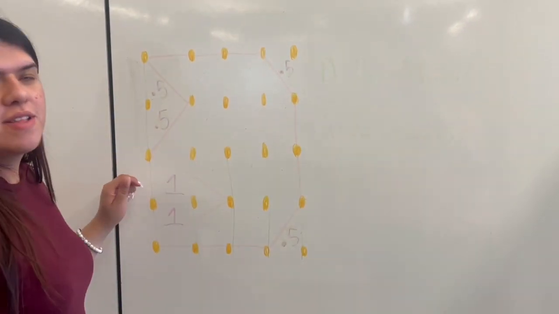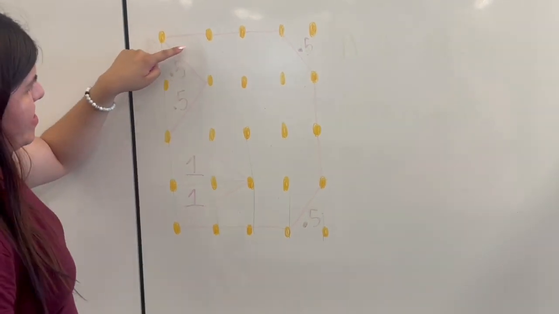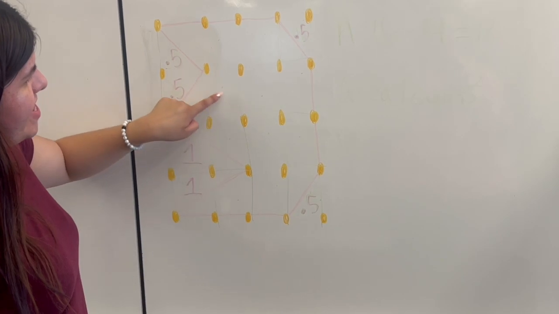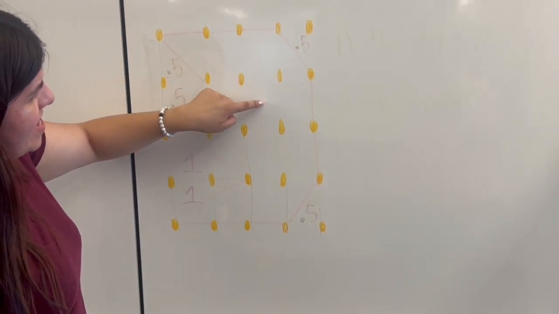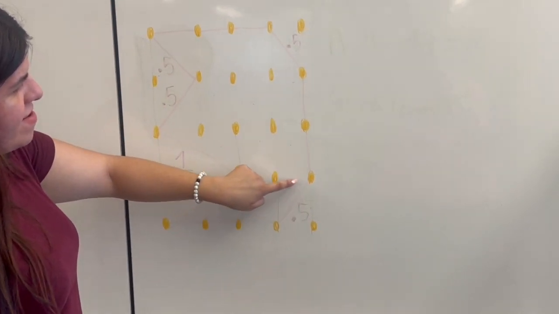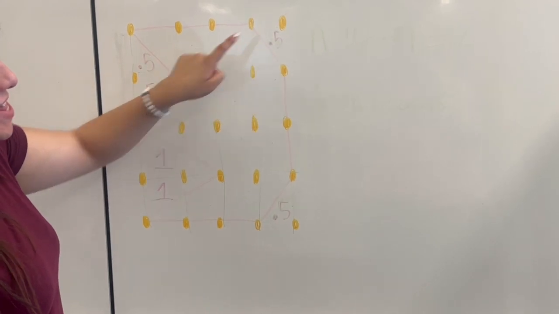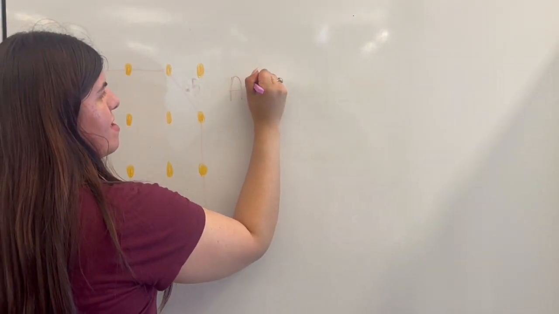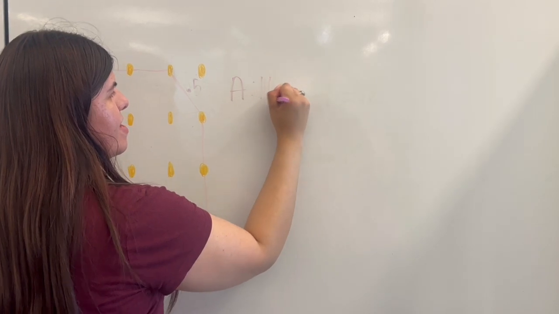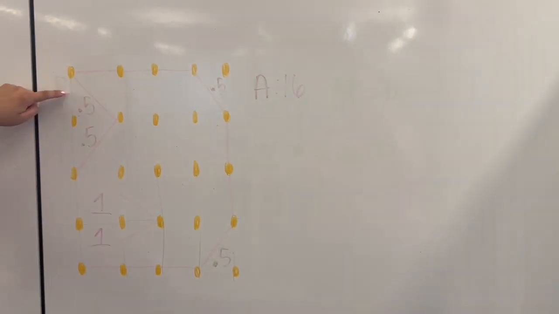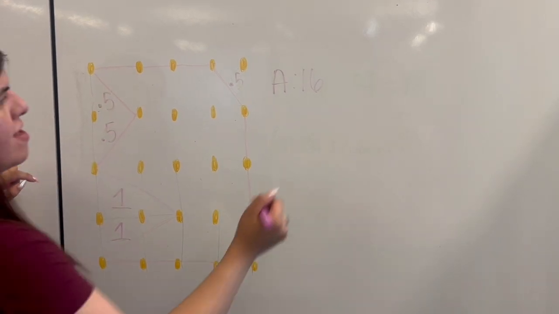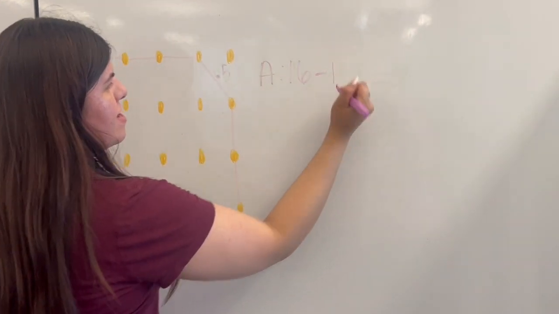So first what we're gonna do is count the squares. So there's 1, 2, 3, 4, 5, 6, 7, 8, 9, 10, 11, 12, 13, 14, 15, 16. So we're gonna write that down, 16. And then now we're gonna count these points. So this would be 1. So we're gonna subtract 1.